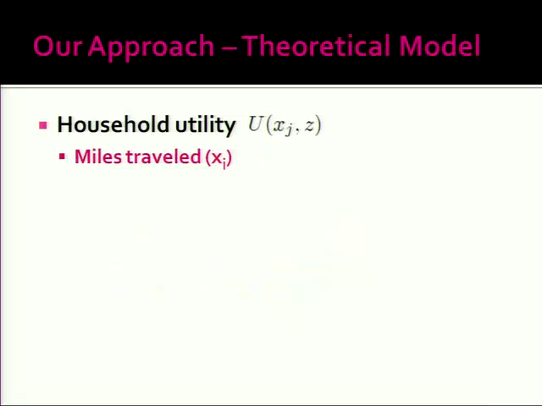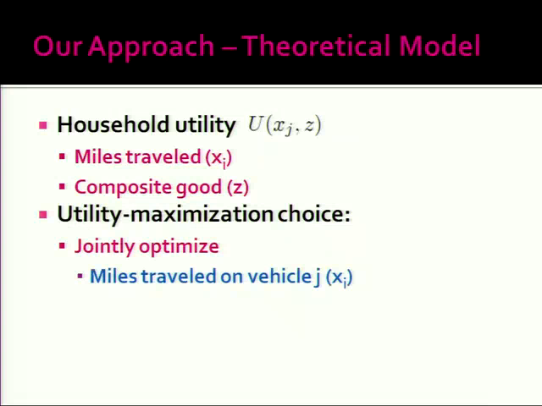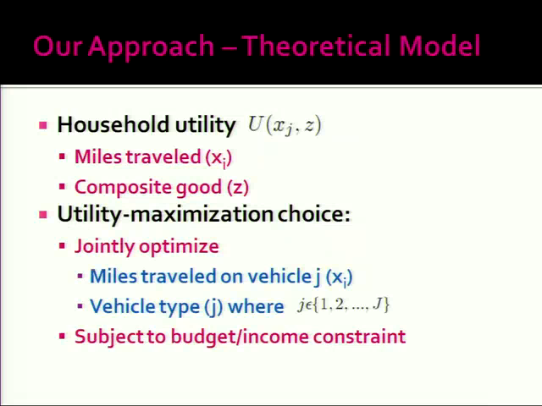Okay, so this part is just what I said. The household utility is given by two things, one of which is how many miles you're traveling, and then a composite good, just everything else. So basically, when you're choosing a car, you're jointly maximizing two things. This is a discrete-continuous choice. You're choosing one of the cars out of all the different types that are available to you, but you're also choosing, if I buy that car, how many miles would I travel on it?